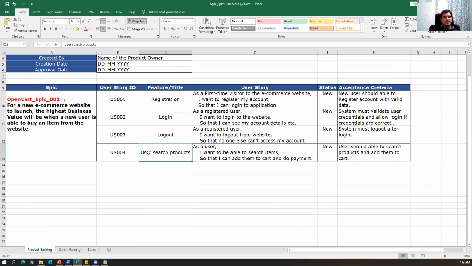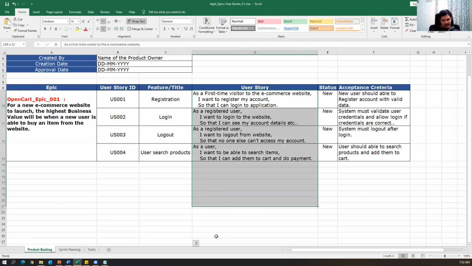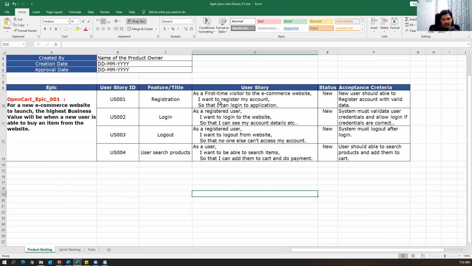Similarly, the user being able to search products is a feature. The story is: as a user, I want to be able to search items so that I can add them to the cart and do the payment. This is the user expectation, the user story. And the acceptance criteria is: the user should be able to search products and add them to the cart. Like this, for every feature in your application, there will be stories created by the product owner, and we will choose these stories for a specific sprint and develop them. This is the product backlog prepared by the product owner.